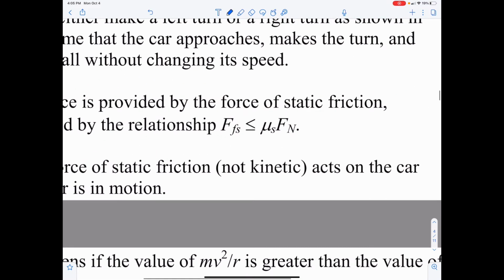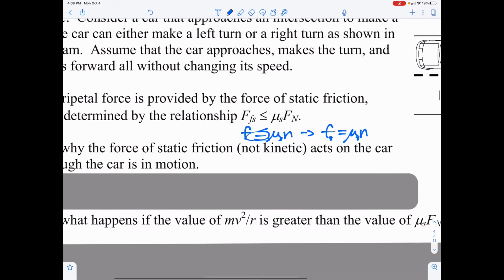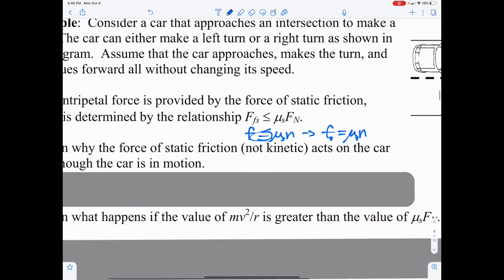Now, in class, we've usually written it like this: F is less than or equal to mu times normal force. But when we talk about the equal, we're talking about the maximum static friction. So in most cases, we just typically write it as friction is equal to mu times normal force, where that's the static friction and that's the coefficient of static friction. That's typically the way we would write it in class.